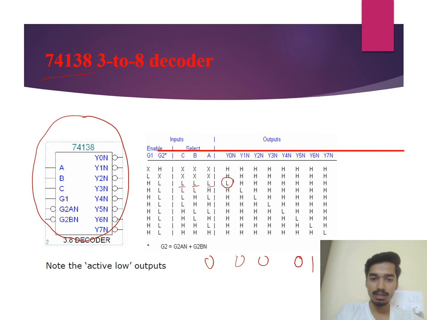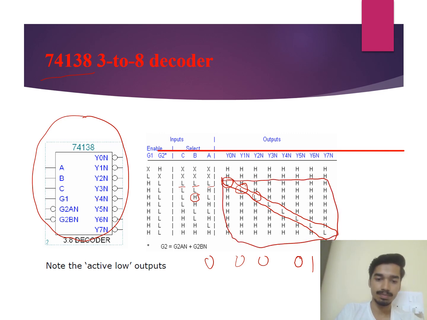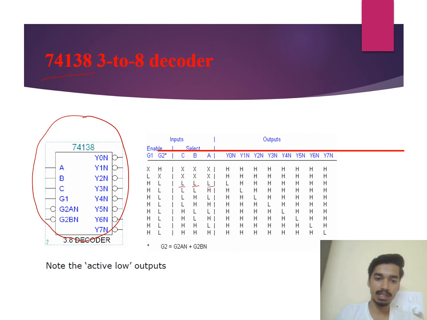Coming to the next, low, low, and high, we're getting y1 as low. Then low, high, low, that is y2 as low. So this will be like a diagonal pattern, and rest all will be high. This is making a diagonal, rest all will be high. Coming to the next slide.